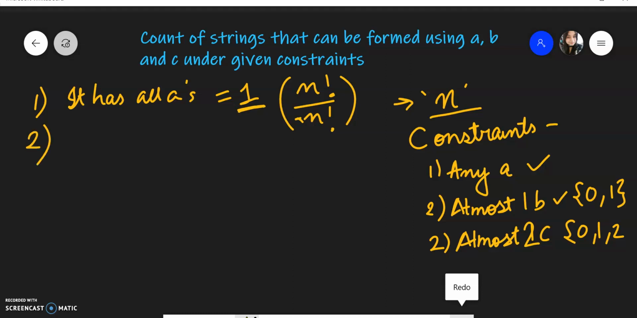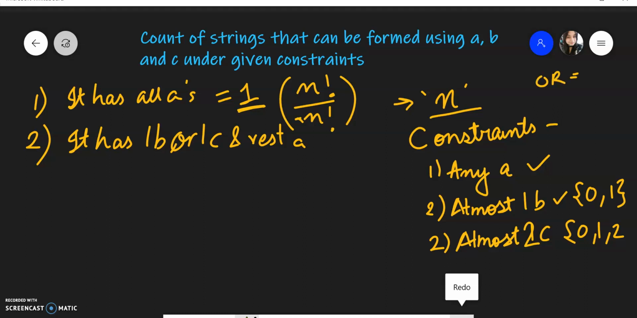Now the second case, having this constraint, is that it has 1 b or 1 c and the rest a. This in turn is divided into two parts. That means we need to form one string in which only one character is b and all the rest are a, or we need to form a string in which only one character is c and all the rest are a. You know, right, that OR operation is plus and AND operation is multiplication when it comes to probability. So let's try to see.